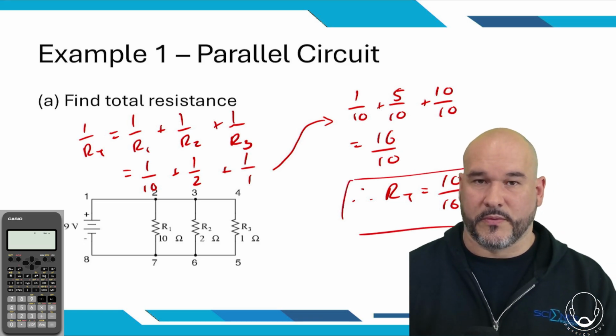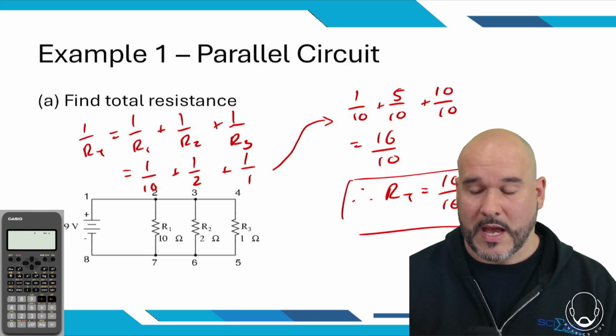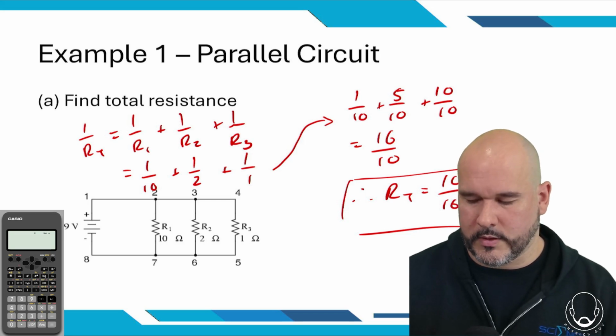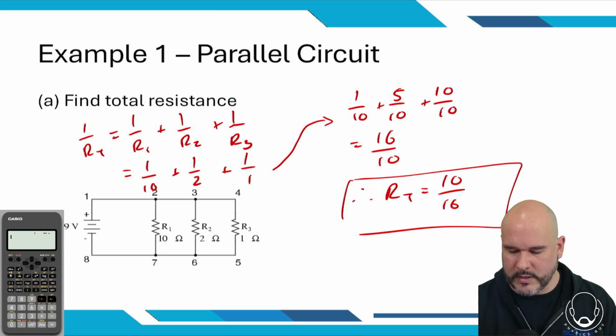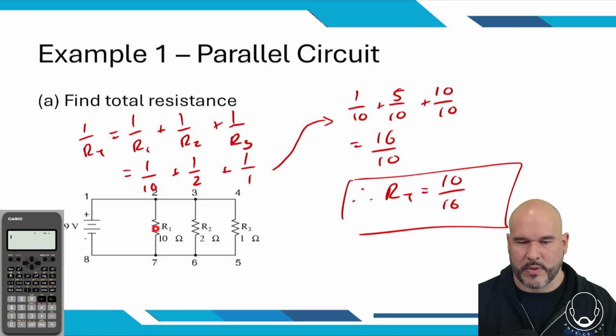So the first thing to see is I'm happy with this value. And there's the reason why I'm happy with this value. The reason is, in parallel circuits, here we've got a 10, a 2, and a 1.